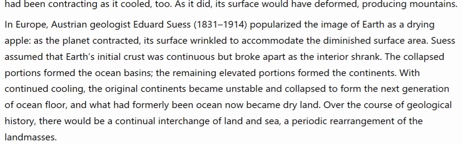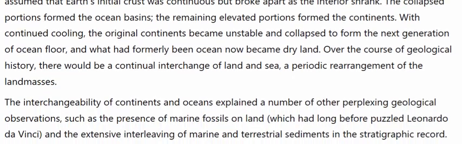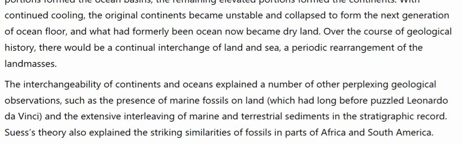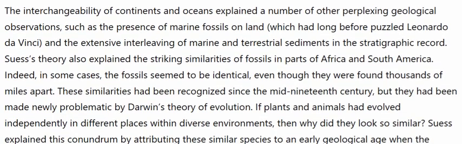With continued cooling, the original continents became unstable and collapsed to form the next generation of ocean floor. And what had formerly been ocean now became dry land. Over the course of geological history, there would be a continual interchange of land and sea, a periodic rearrangement of the landmasses. The interchangeability of continents and oceans explained a number of other perplexing geological observations, such as the presence of marine fossils on land, which had long before puzzled Leonardo da Vinci, and the extensive interleaving of marine and terrestrial sediments in the stratigraphic record.